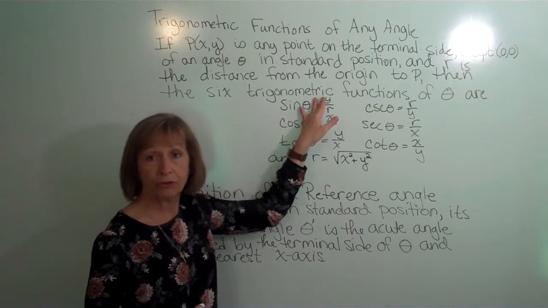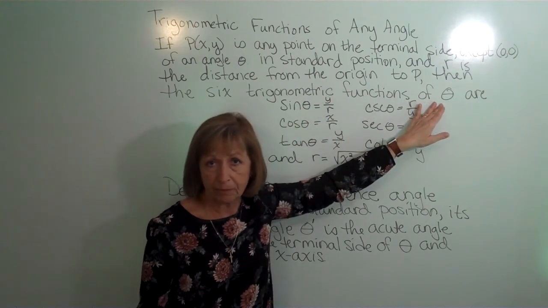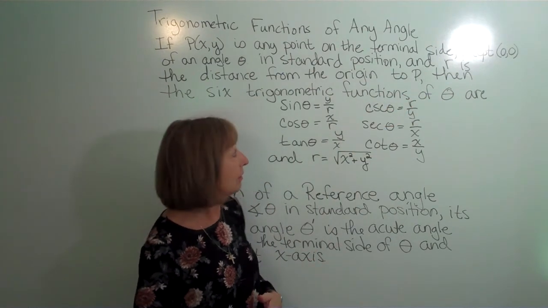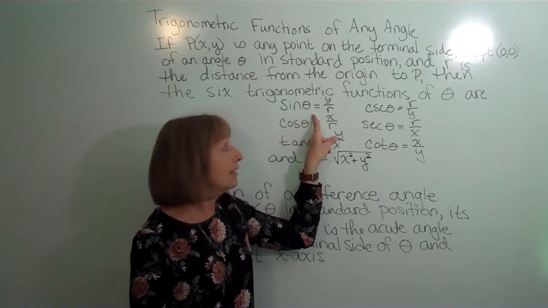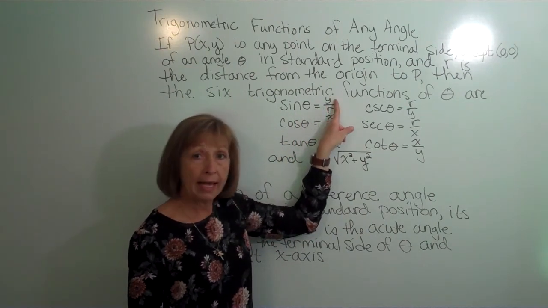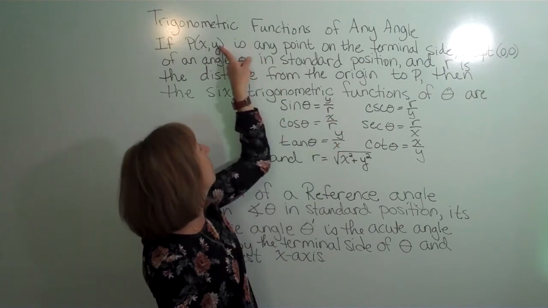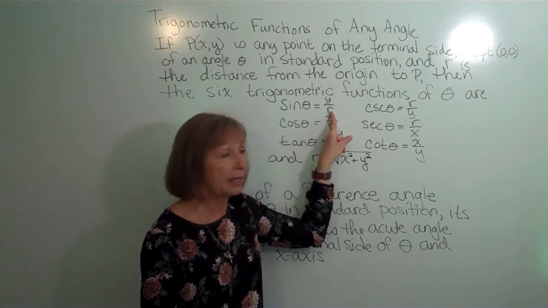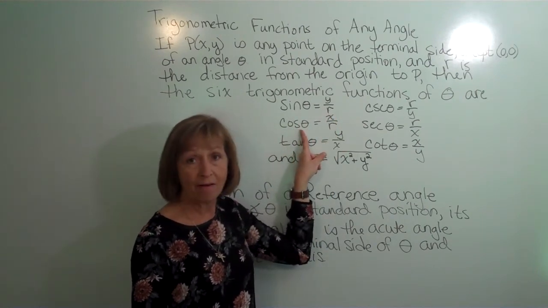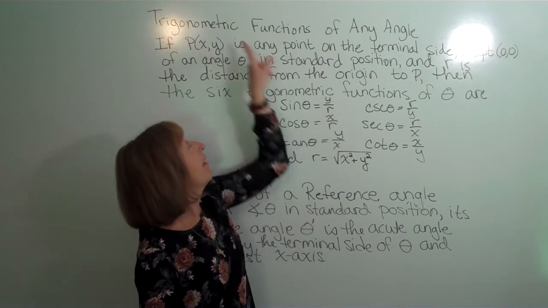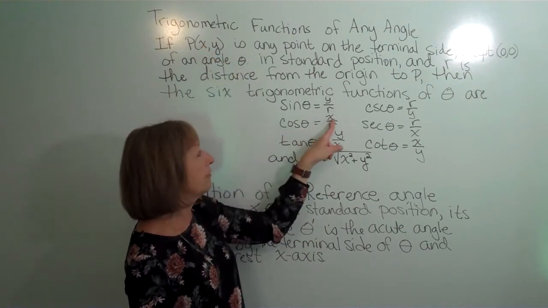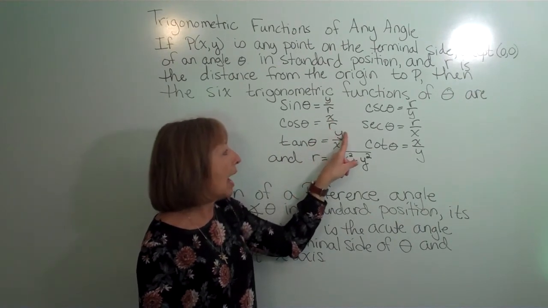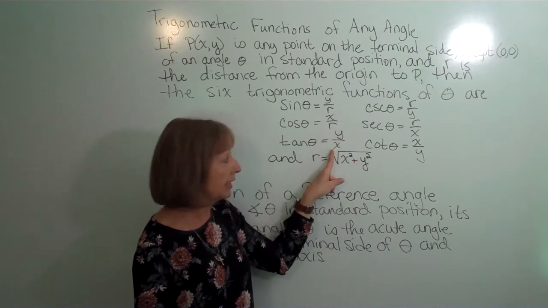Then the 6 trigonometric functions of your angle in standard position, which they just named theta here to have a naming reference in the definition, are: the sine of theta is equal to the y coordinate of your ordered pair divided by r, that distance from the origin to the point on the terminal side. The cosine of that angle is equal to the x coordinate divided by r. The tangent of theta is equal to the y coordinate divided by the x coordinate.